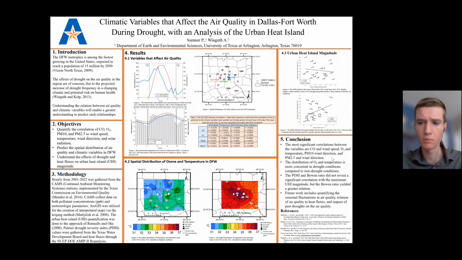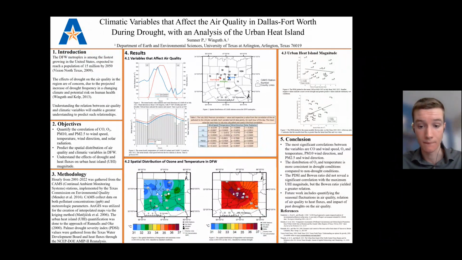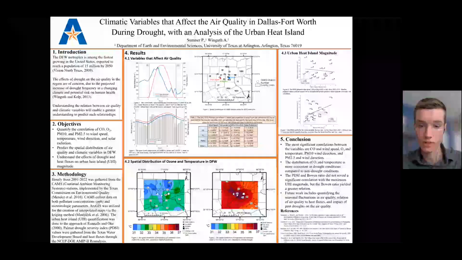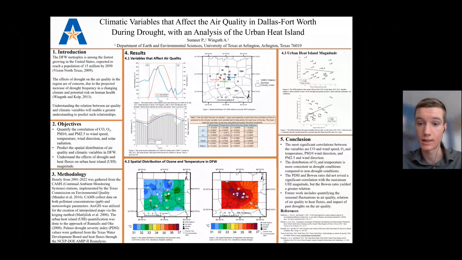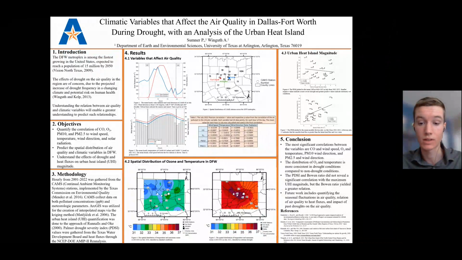The most significant correlations between the variables are carbon monoxide and wind speed, ozone and temperature, and then the particulate matter, both 10 and 2.5, to the wind direction. That could be because ozone is a secondary pollutant, and the degradation of the ozone, for example with NOx, causes the ozone concentration to be decreased in the urban areas compared to rural areas. And the distribution of ozone and temperature is more consistent in drought conditions compared to non-drought conditions.